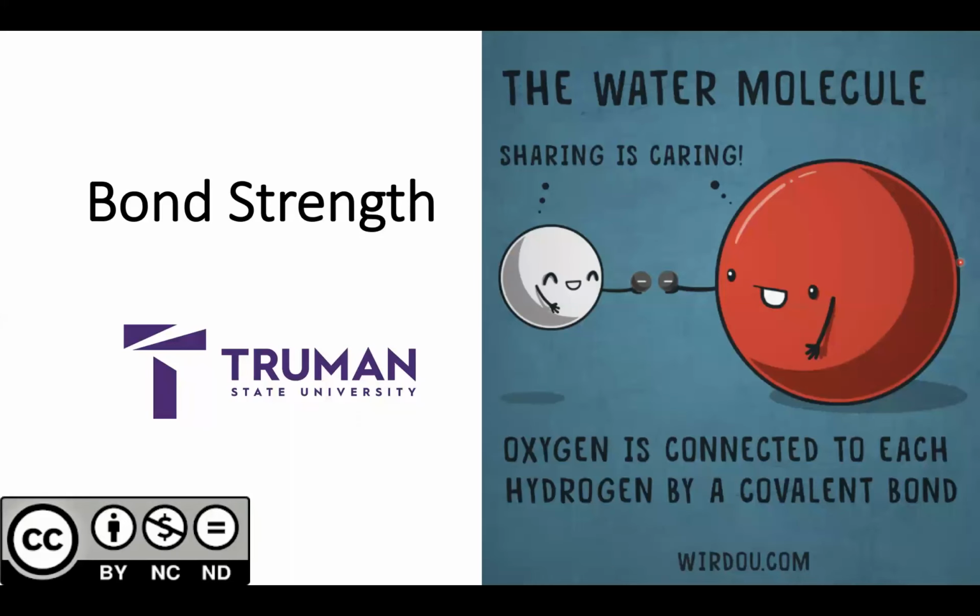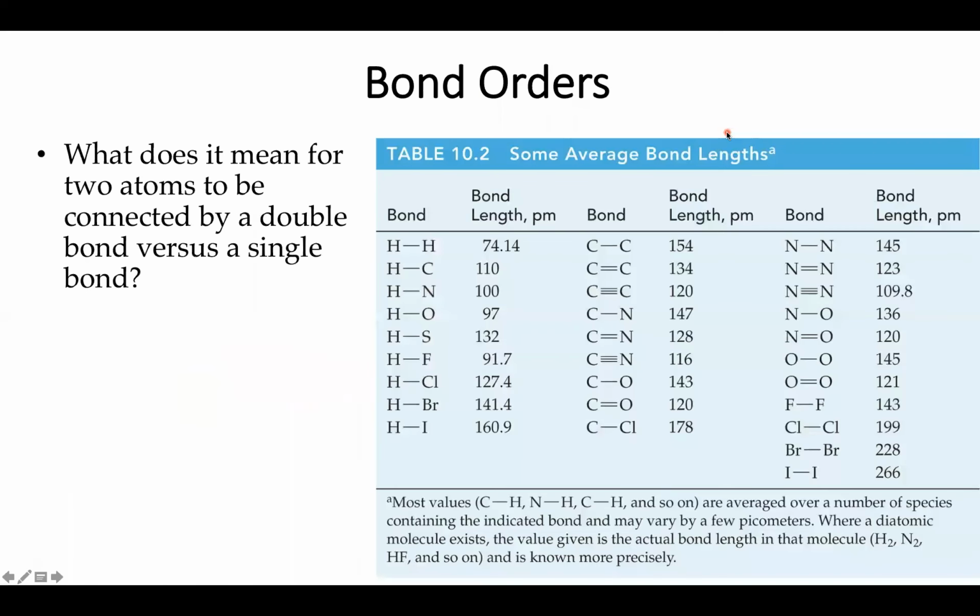So today we're going to be wrapping up the chapter by taking a close look at bonds. And we're going to be looking at what it really means to be a single bond versus a double bond versus a triple bond. And without getting into the quantum mechanics, we have essentially two really good observable ways to look at bonds.